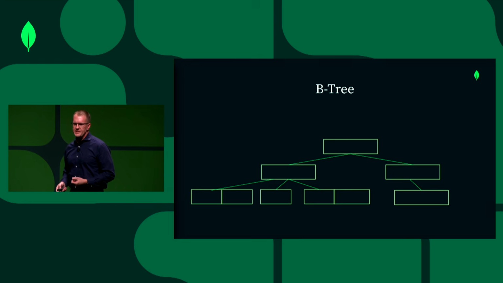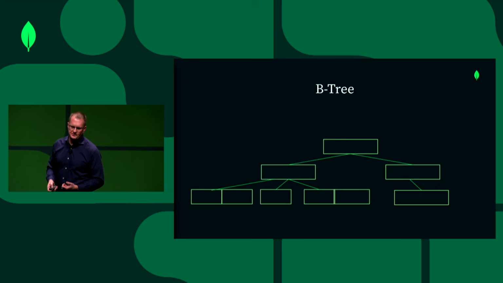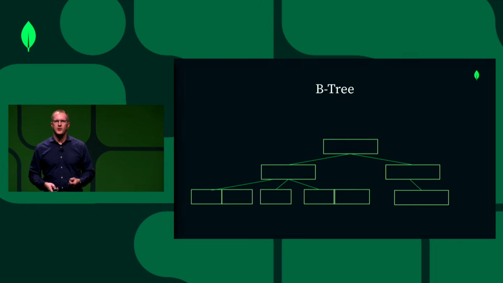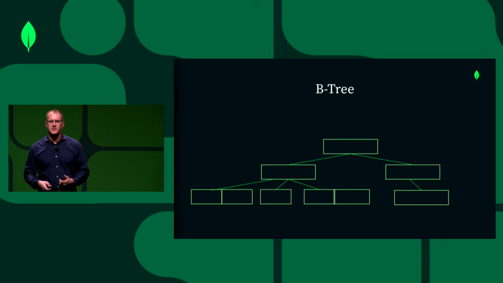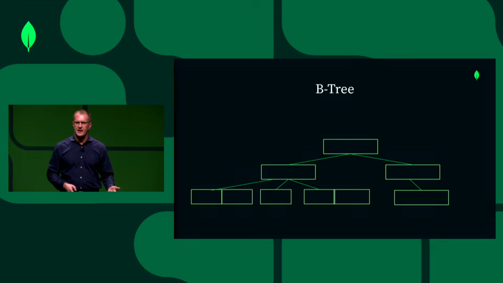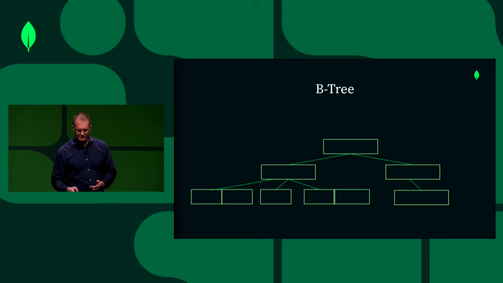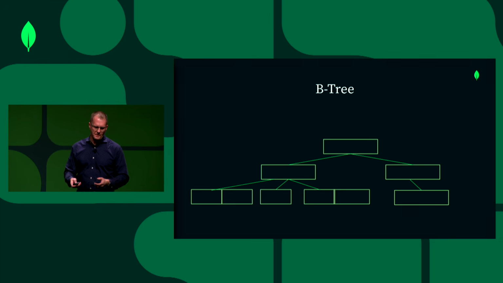A B-tree is a self-balancing data structure. It maintains sorted order of data and allows for various operations to be executed in what we call logarithmic time, so log time. And so here comes the first myth.